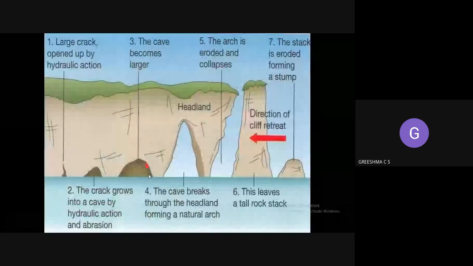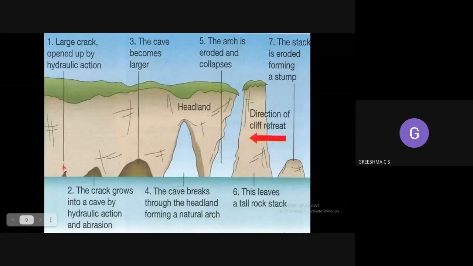See how this sea cave is formed. First, everything was a solid mass, and by the action of the water, or you can say by the hydraulic action, a small crack was formed. Then the water penetrated into the cracks, and due to the abrasion and corrosion, the solid mass of this rock will get weak.